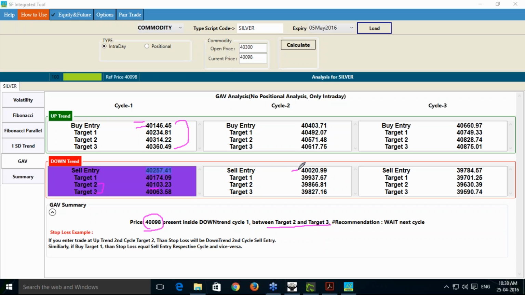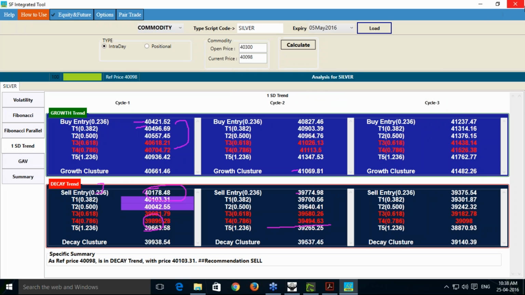So at the 40,020 level, whenever it breaks, at that time itself you can sell for 39,827 and keep a stop loss of 40,064. This is how it works if you are going for GAV, because it takes an angle from a reference point from different price levels. That is why it is giving such readings.